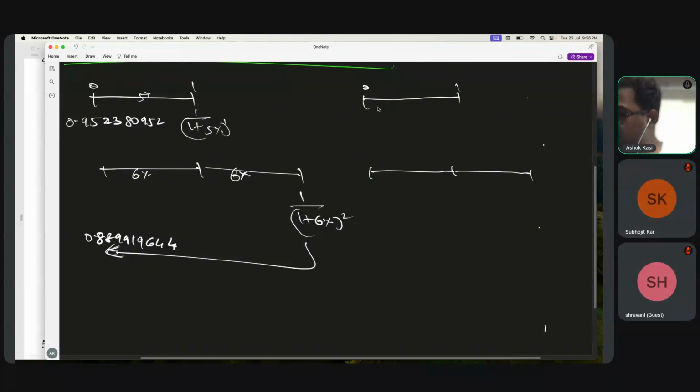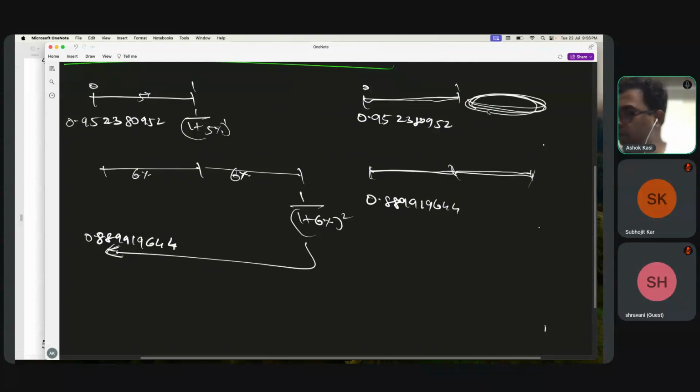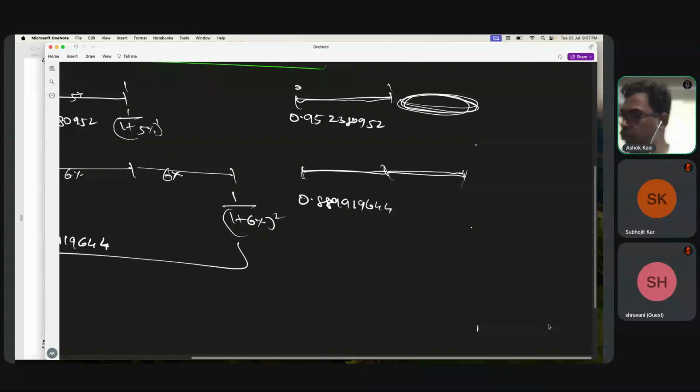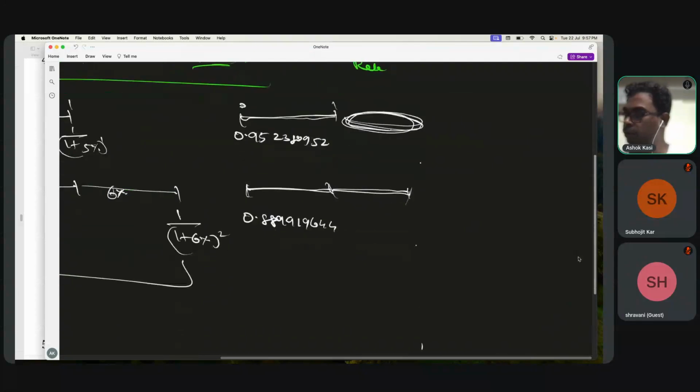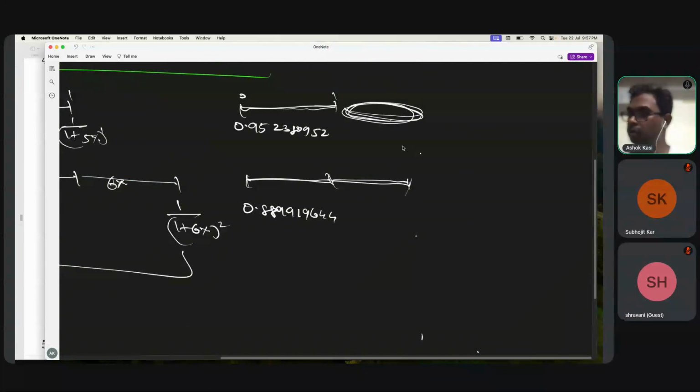this entire bond's price right now is 0.952380952, and this 2 year bond's price is 0.8899196444. I want to know what will be the price of this 1 year bond. So just like how I was doing before, with the spot interest rates, we were discounting and finding out the implied forward rate.